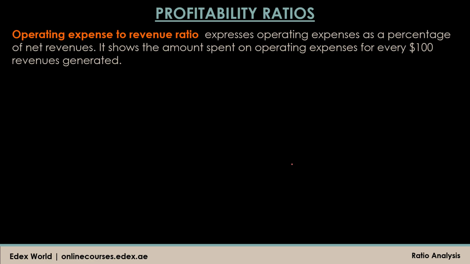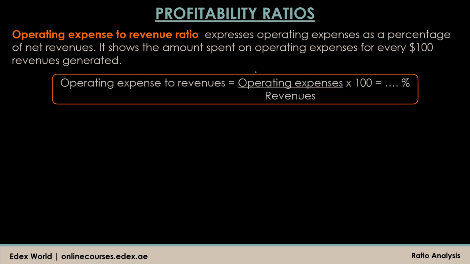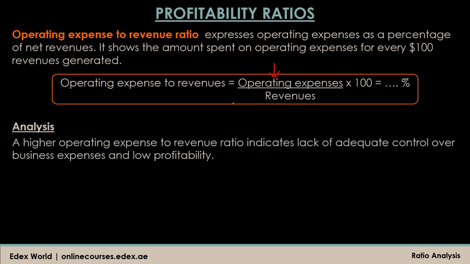Then the second one we have is called operating expense to revenue ratio, which is similar to the previous one. The only difference is in the numerator, we're just taking the operating expenses, we are excluding the non-operating expenses. The analysis is the same. A higher operating expense to revenue ratio will indicate that there is a lack of adequate control over the operating expenses of the business, and overall its profitability will be low.